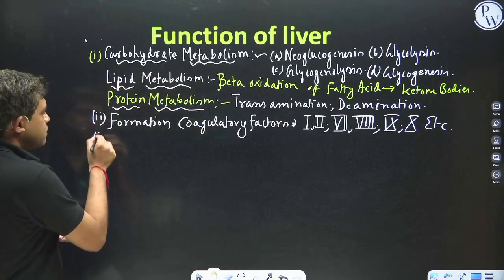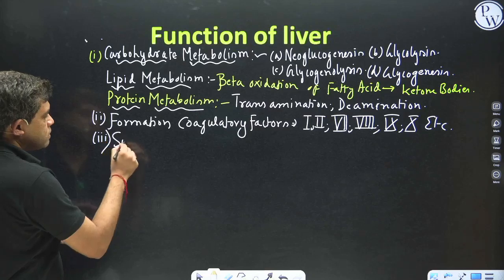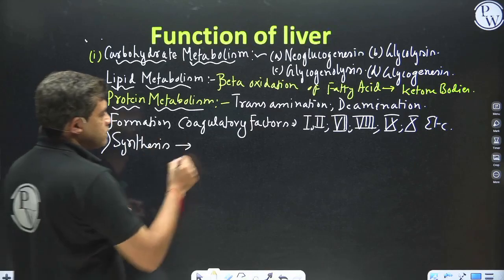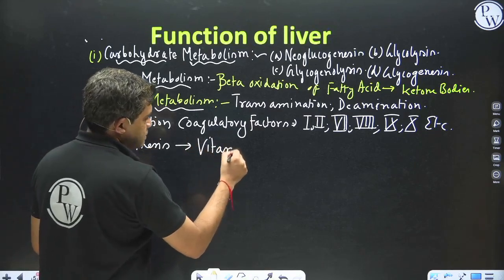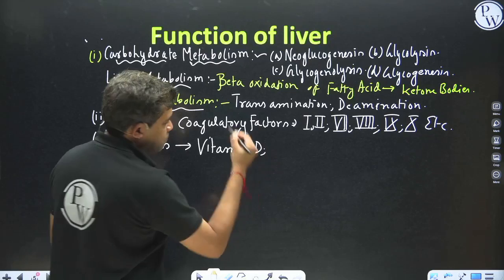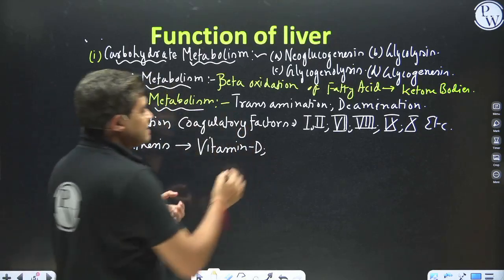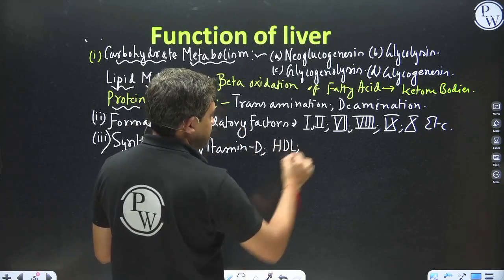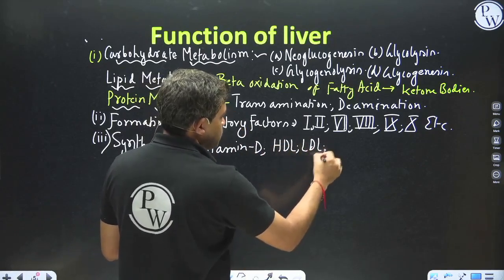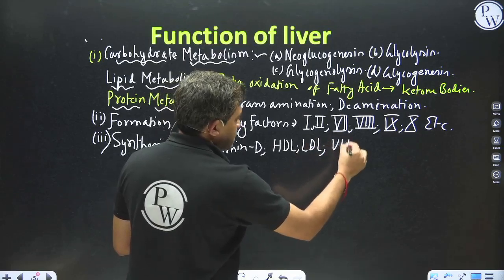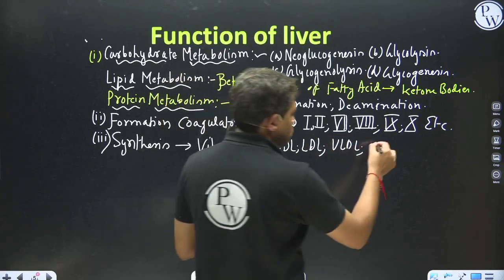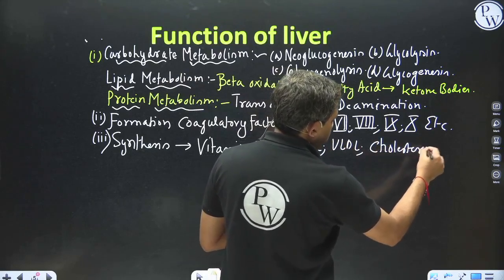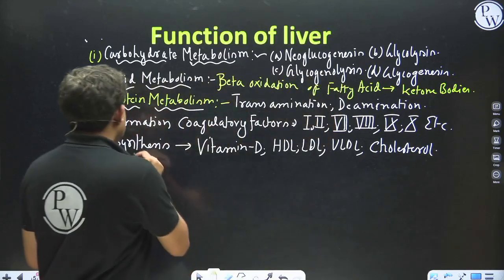What are the other functions? The synthesis of, what are syntheses? Synthesis means they can generate vitamins, vitamin D. They can help in the synthesis of vitamin D, and in the synthesis of HDL, the high density lipoprotein, LDL, low density lipoprotein, and VLDL. They are also associated with cholesterol synthesis.